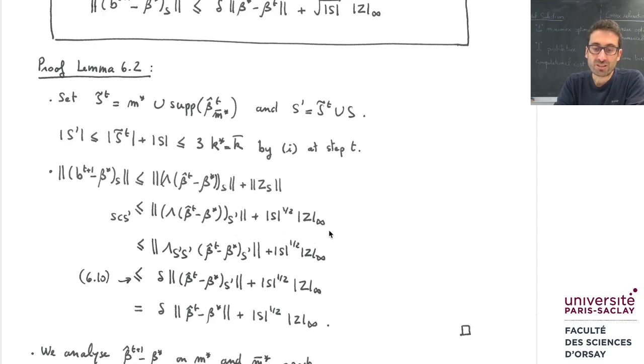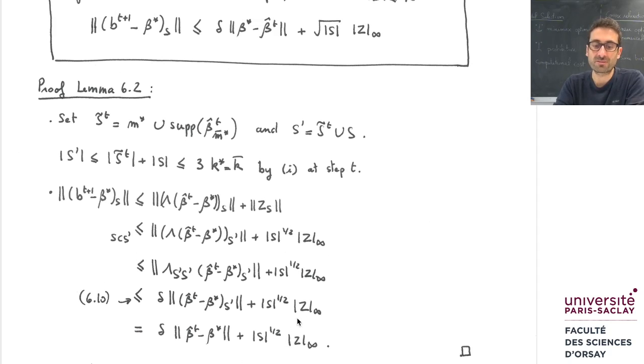So we will not touch this term anymore; it will stay unchanged in the remainder of the proof of lemma 6.2, and we will only focus on this term. If we focus on this term, we see that we have a product of lambda with a vector, but the support of this vector is included in S prime. Actually, the support of this vector is included in S tilde t, right?